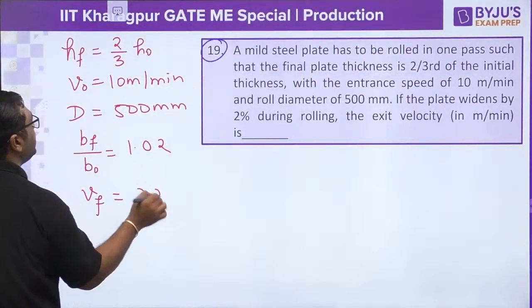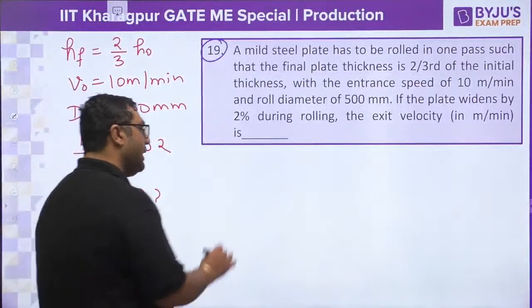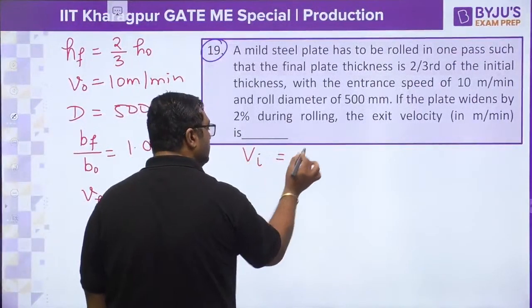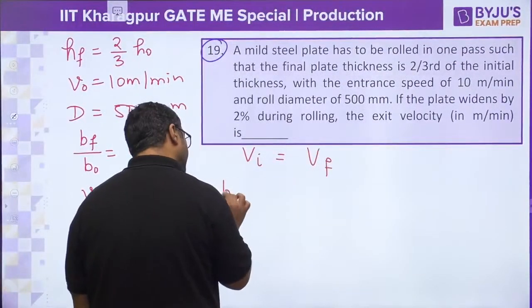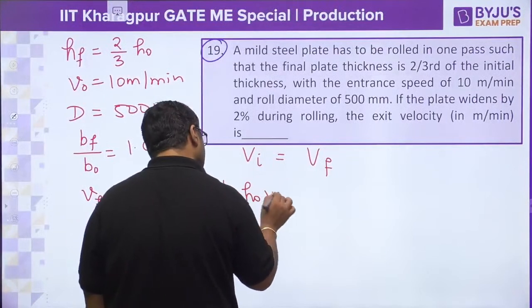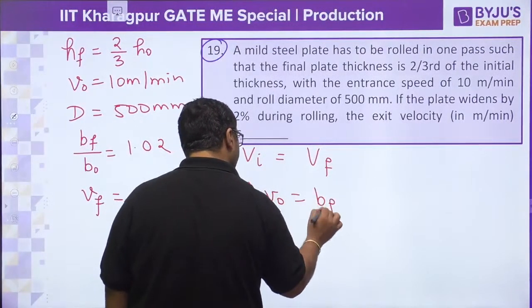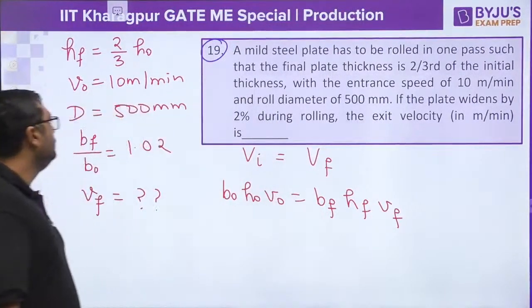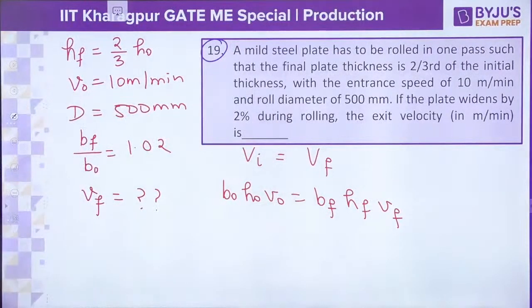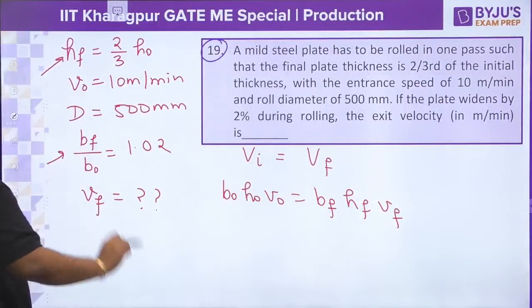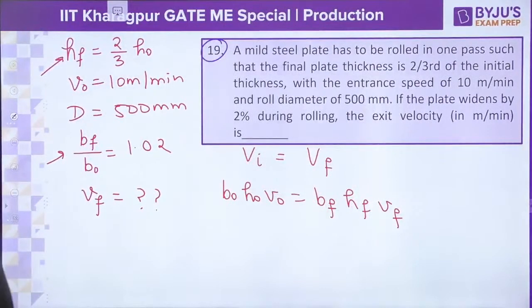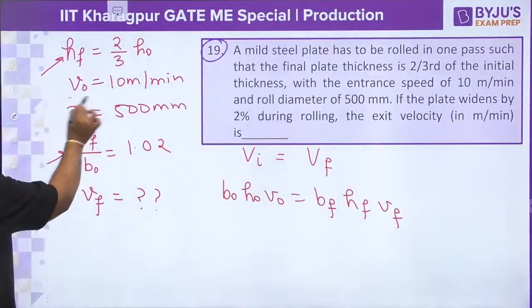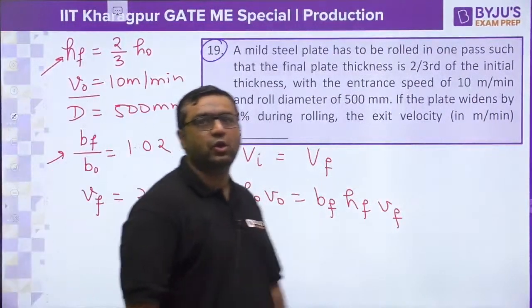So guys, in such a case, you can do one thing. You can equate the initial volume to the final volume. It is B naught, H naught, V naught equals B final, H final, V final. You need to find out V final. For H and B it is mentioned, and initial velocity is also mentioned. Solve this.